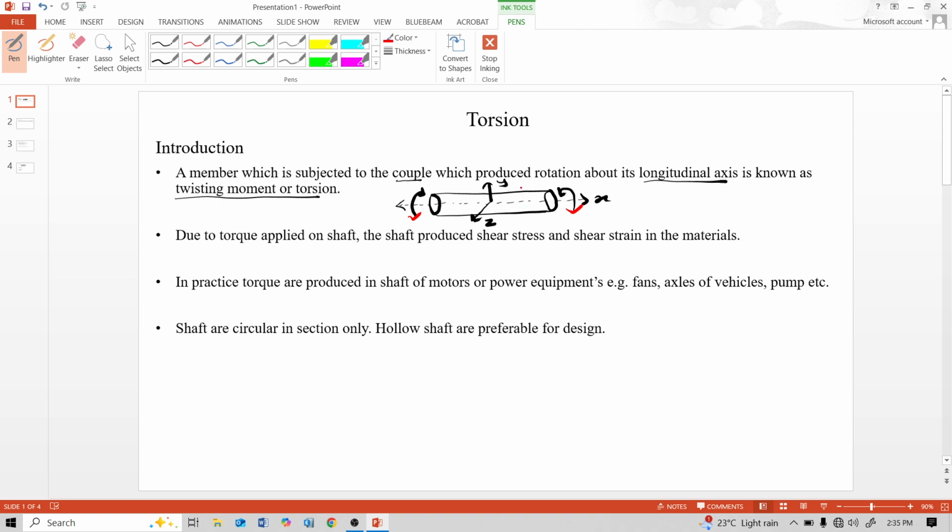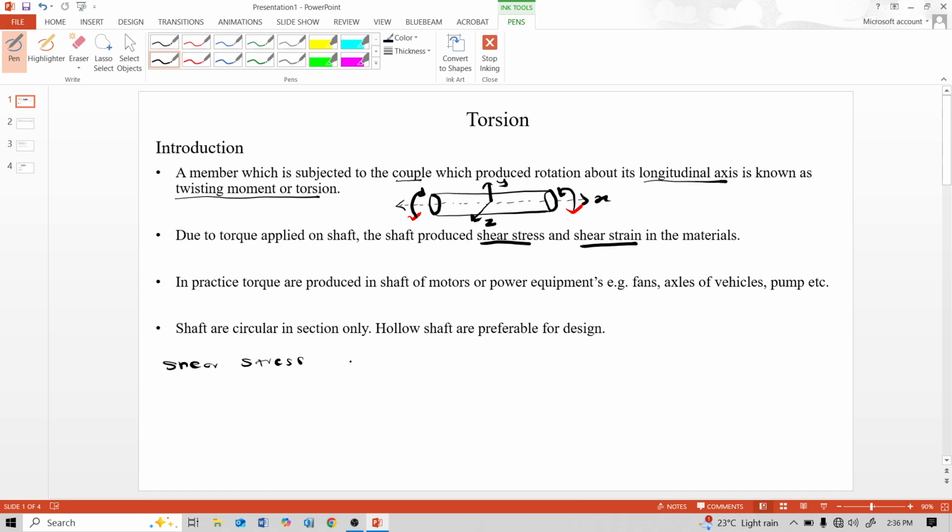This couple produces rotation about this x-axis, known as twisting moment or torsion. Second point is, due to torque applied on the shaft, the shaft produces shear stress and shear strain in the material. In our first chapter of strength of material subject, we learned shear stress and shear strain. Shear stress is nothing but when two equal and opposite parallel forces act tangential to the surface of the body.